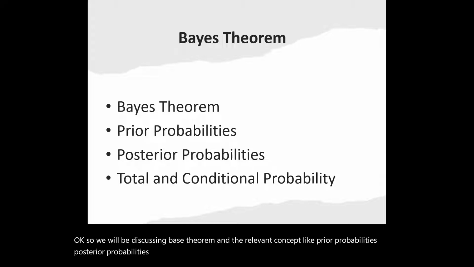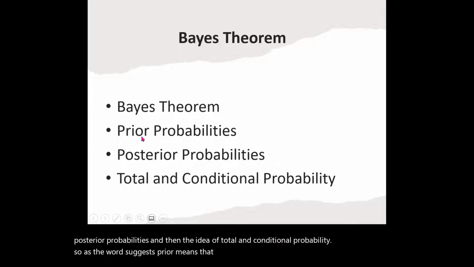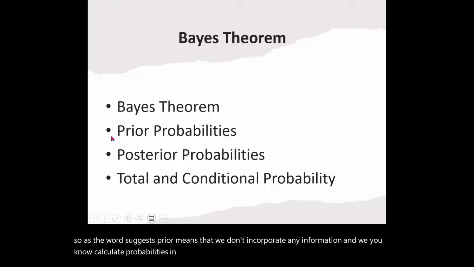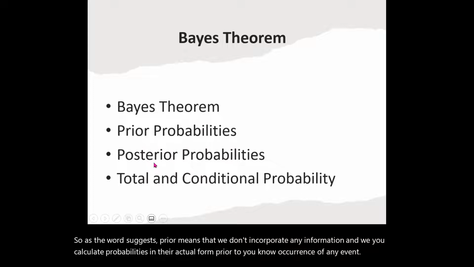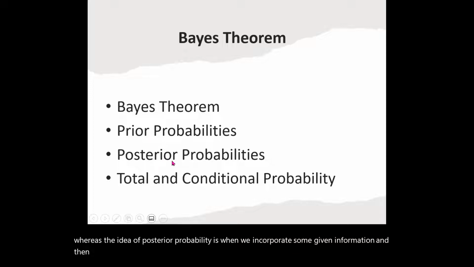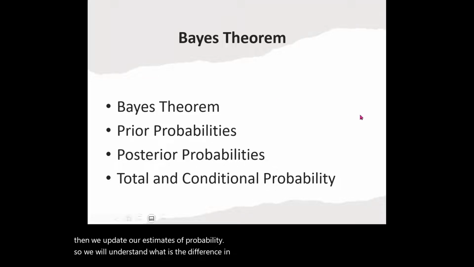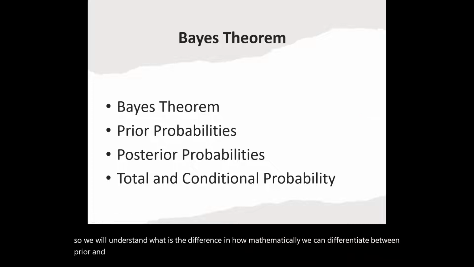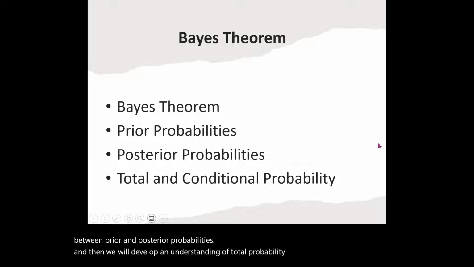and then the idea of total and conditional probability. So as the word suggests, prior means that we don't incorporate any information and we calculate probabilities in their actual form prior to occurrence of any event. Whereas the idea of posterior probability is when we incorporate some given information and then we update our estimates of probability. So we will understand what is the difference and how mathematically we can differentiate between prior and posterior probabilities, and then we will develop an understanding of total probability and conditional probability.